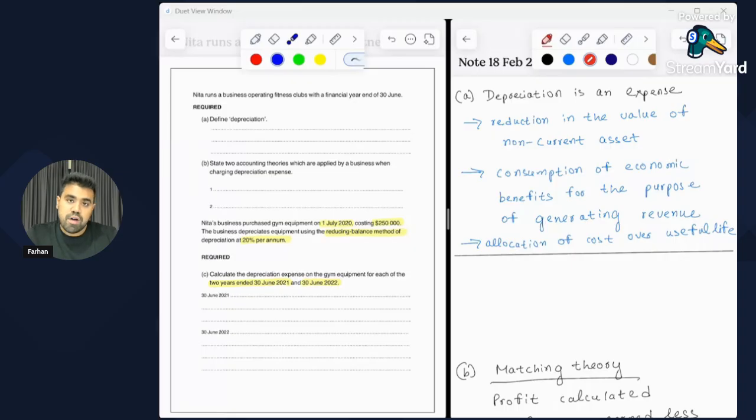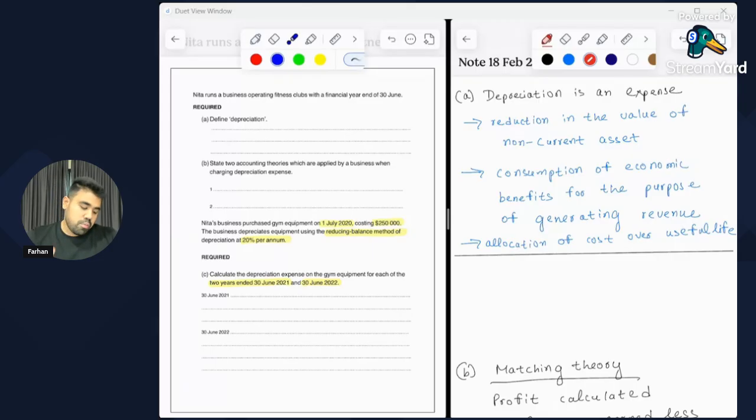So just to simplify, I thought you would need an extra idea on what depreciation really means, but just to simplify, if you write that depreciation is the consumption of economic benefits and the cost of the non-current asset allocated over its useful life, you should get full marks.